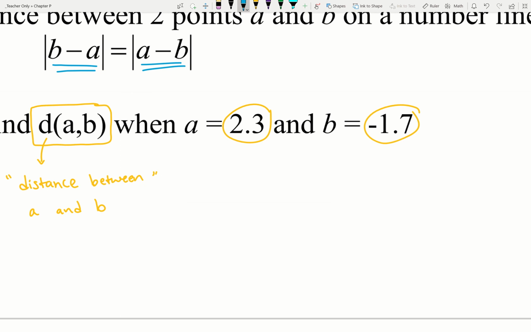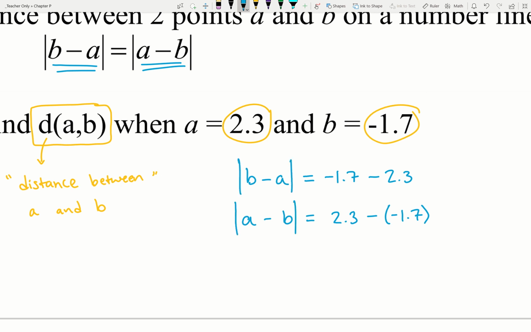Let's take a look at what those two situations would look like. If we did B minus A, then that would be, playing the role of B was a negative 1.7, and then we take away A, that was 2.3. What if we did the other order around? What if we did A minus B? Well, then that would look like this. It would look like your 2.3 minus your B, which is negative 1.7. And then, of course, we're taking the absolute value of whatever we get here and calling that our result.